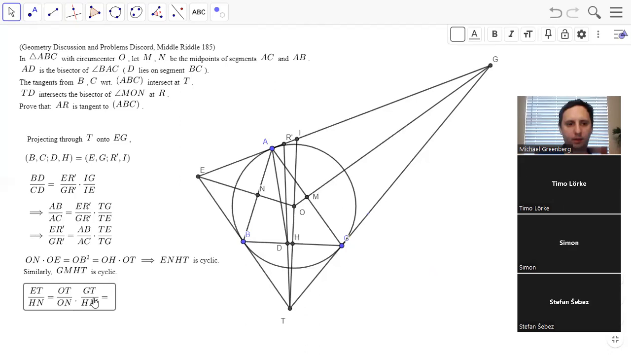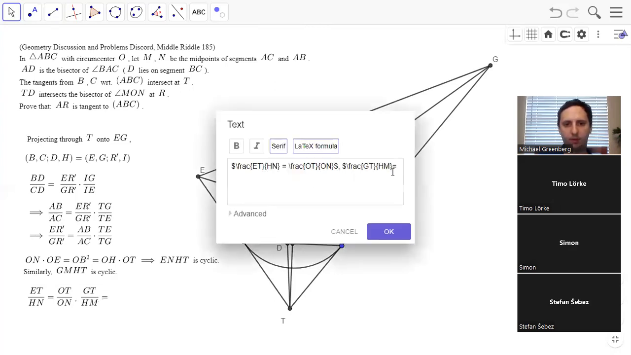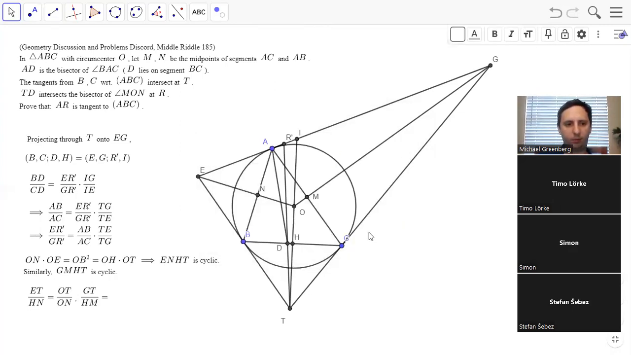And then GT over HM is OT over OM. So basically when we divide these two, we get TE over TG times HN over HM. The OTs would cancel and we get OM over ON, so OM over ON is equal to OE over OG. Okay.